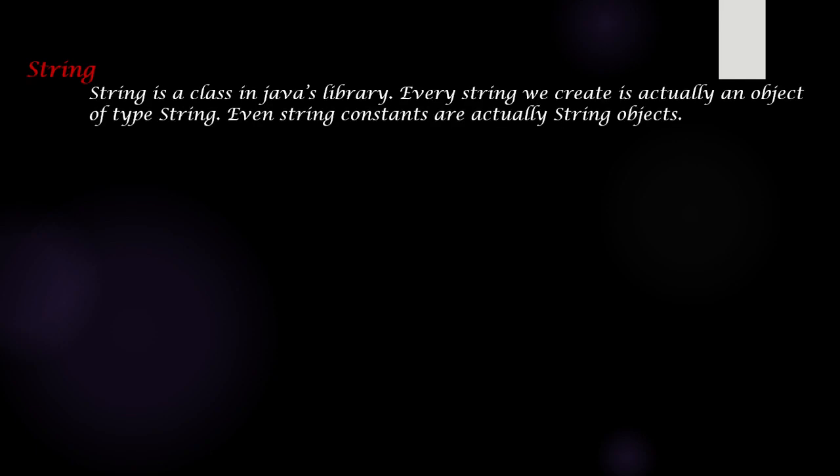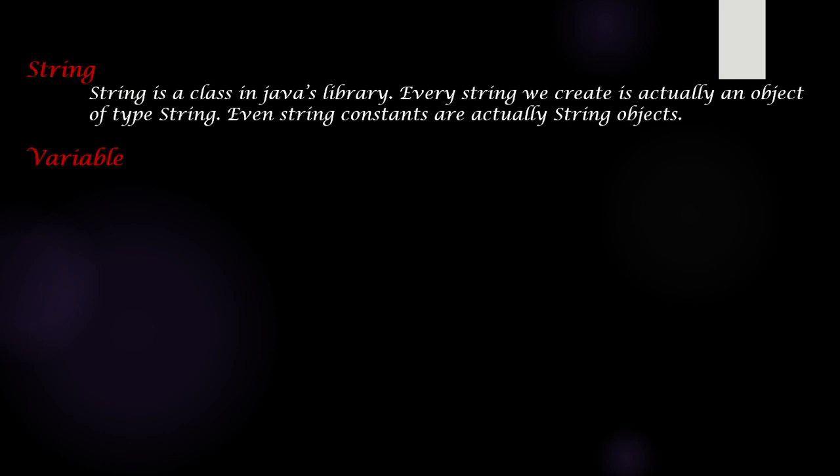Next is string. So you may have a question, what is string then? Is string a data type? No, string is not a data type, rather string is an inbuilt class in Java's library. Every string that we create is actually an object of the string type. Even the string constants are also string objects. String type values are represented within double quotes, and character type values are represented within single quotes.